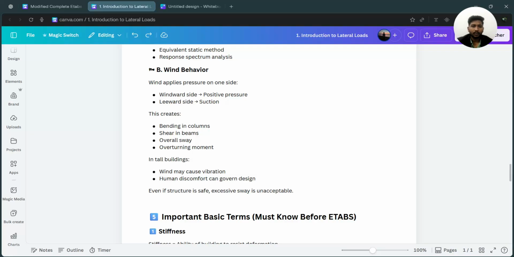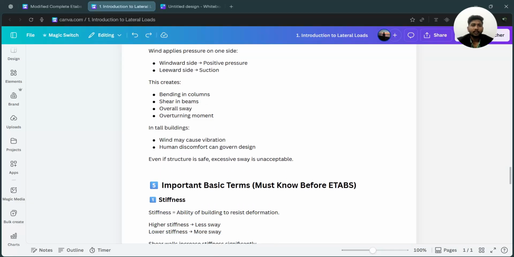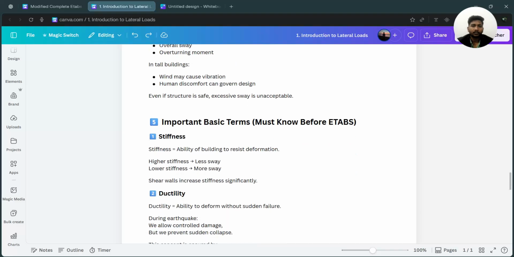In a tall building, what happens? Wind may cause vibration. Human discomfort can govern the design. Even if the structure is safe, excessive sway is unacceptable.